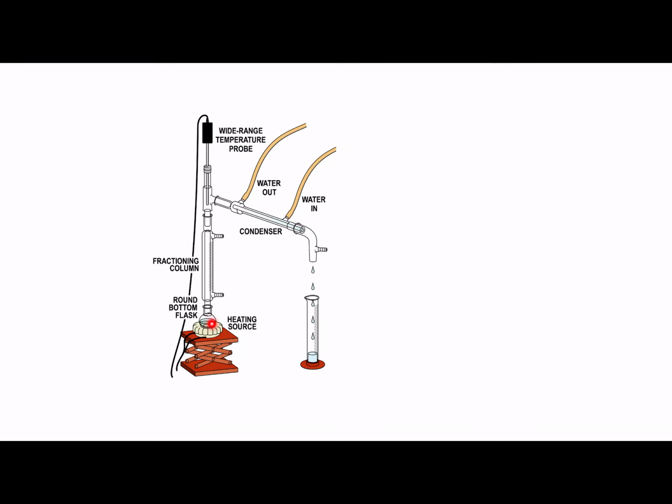You have a round bottom flask, and then you're going to put a column without any packing, because we want our product to distill over through the condenser. Just to make sure all the vapor will go through the column and reach the condenser, we will not put any packing materials inside the column. So we're going to heat it up.